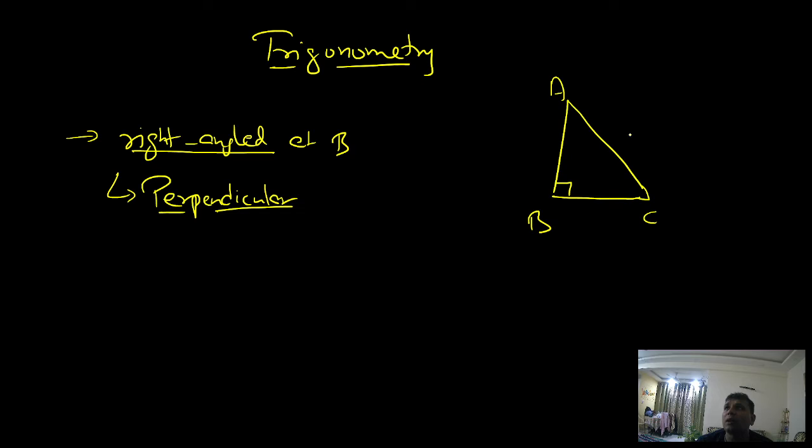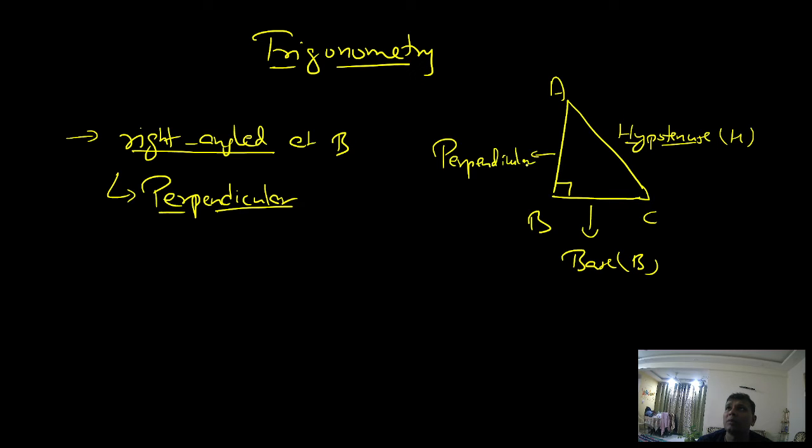Now in a right angle triangle, we know that the longest side is basically your hypotenuse. We have got the longest side given here as hypotenuse, represented by capital H. Then we have got base, that is represented by B, and we have got perpendicular, which is represented by P. Now base and perpendicular can change depending upon the reference point.